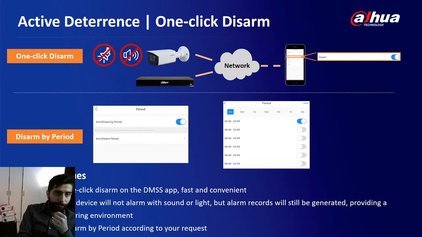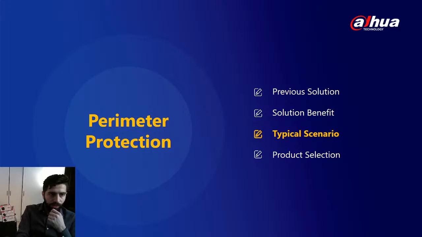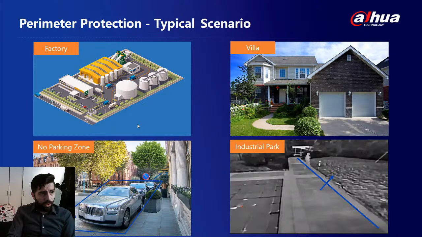The one-click disarm, and you can have scheduled disarming by period. For example, from 6 a.m. till 12 a.m., the shop will be open for 18 hours, and from, for example, 1 a.m. to 5 a.m. the shop is closed, so I need the alarm to start working. So these are the typical scenarios you can use.